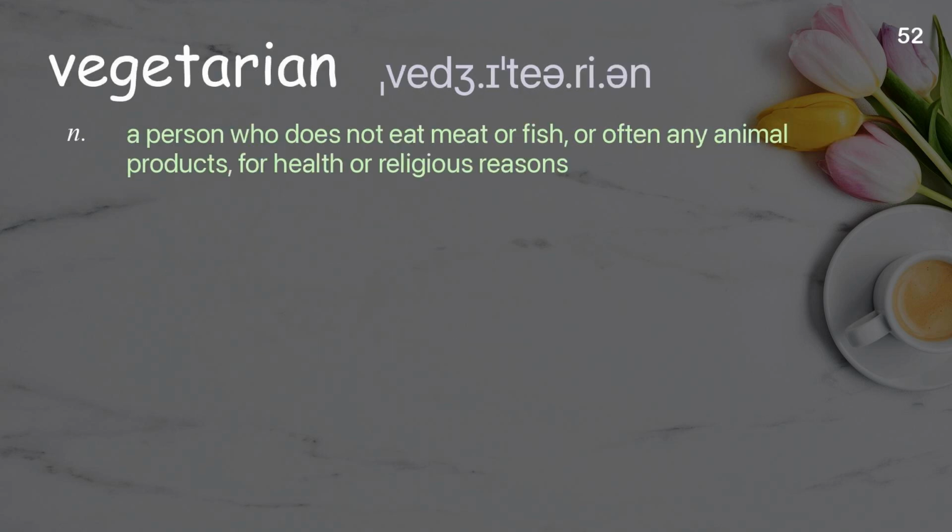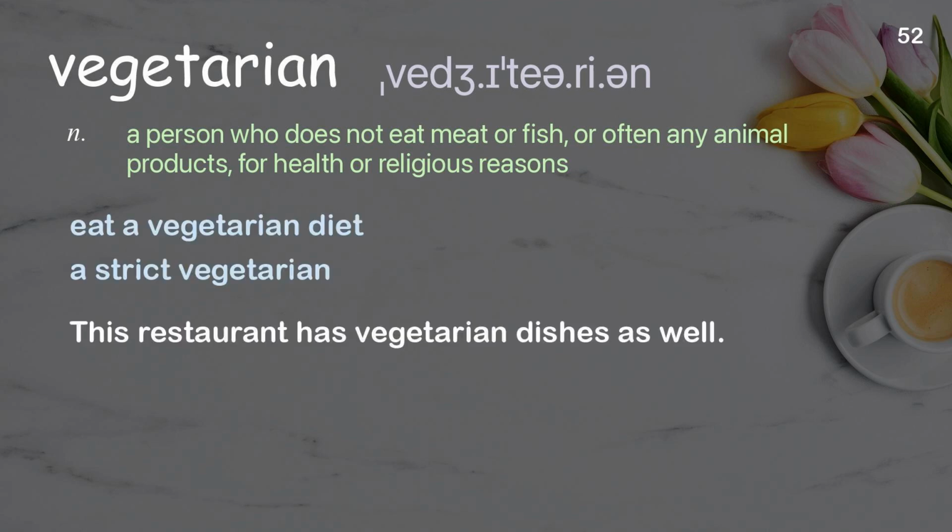Vegetarian: a person who does not eat meat or fish, or often any animal products, for health or religious reasons. Examples: eat a vegetarian diet, a strict vegetarian. This restaurant has vegetarian dishes as well.